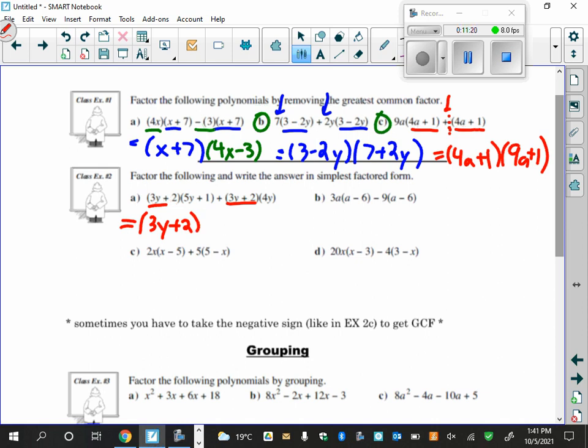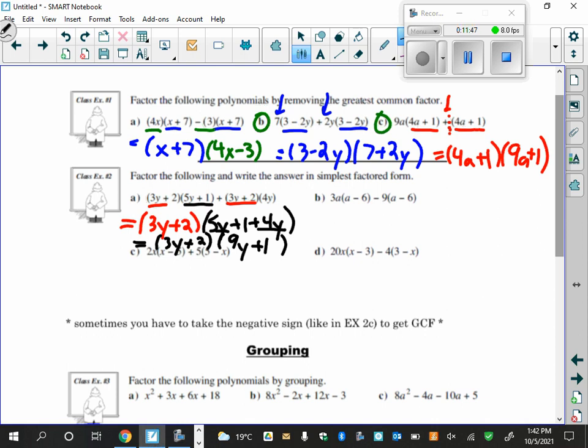The leftover part is 5y plus 1 plus 4y. And now there's one more step. What do you think you have to do? Yeah, plus 1. And then you have to add the 5 yo-yos with the 4 yo-yos. So 9y plus 1. So 3y plus 2 times 9y plus 1. That's how you say it.